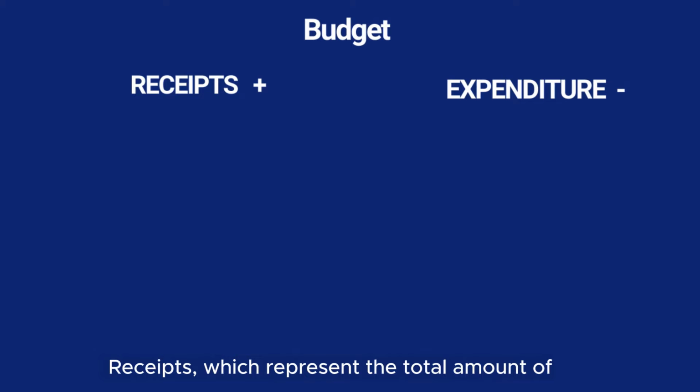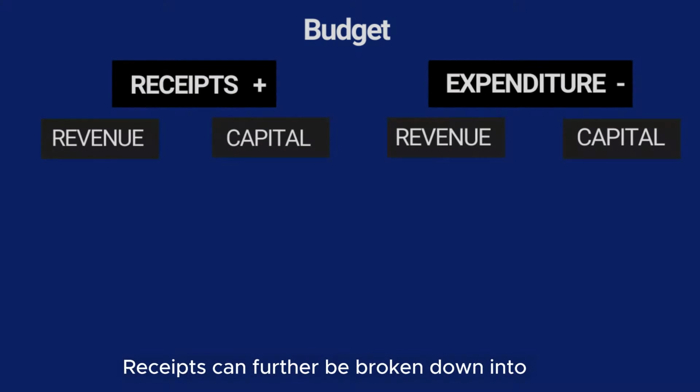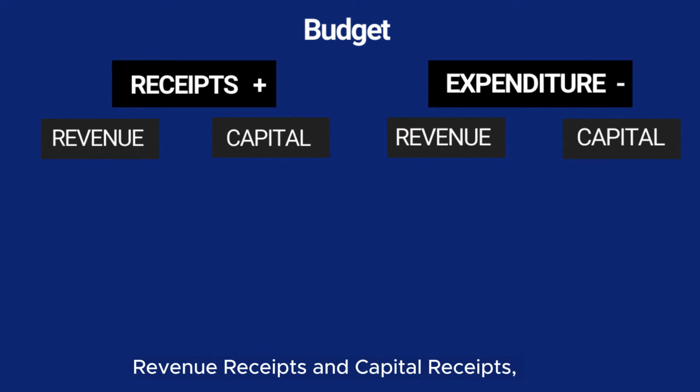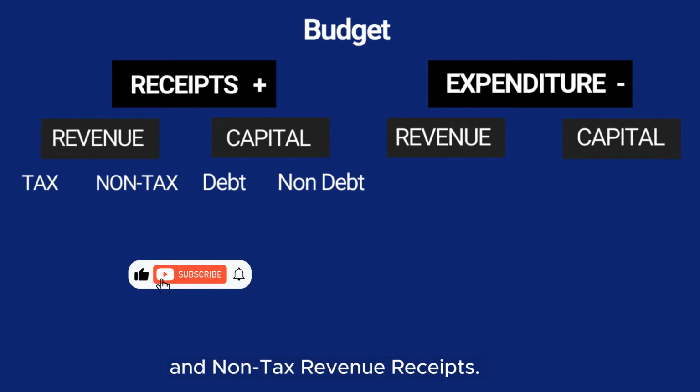Budget contains two important components: receipts, which represent the total amount of money received by the government, and expenditure, which refers to the total amount of money spent by the government. Receipts can be further broken down to revenue receipts and capital receipts, revenue receipts to tax revenue receipts and non-tax revenue receipts, and capital receipts to debt and non-debt.